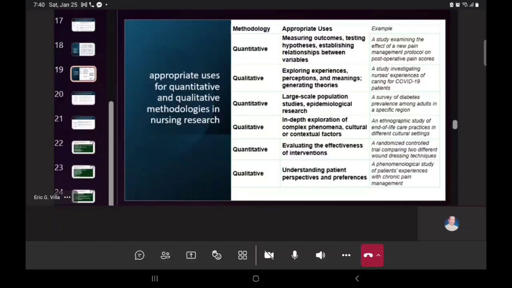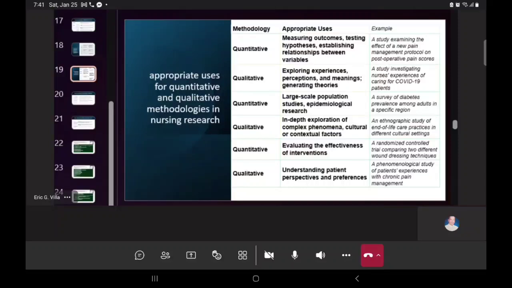Quantitative methodologies are appropriate when the research aims to measure outcomes, test hypotheses, or establish relationships between variables. For example, a study examining the effect of a new pain management protocol on postoperative pain scores would use quantitative methods to collect numerical data and analyze it statistically. This approach allows researchers to quantify the impact of the intervention and potentially generalize the findings to broader populations.